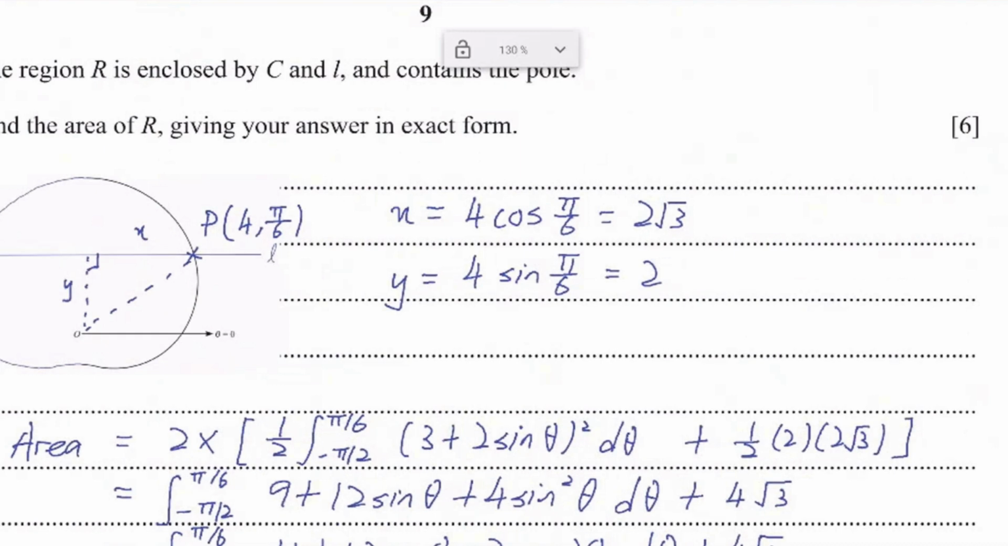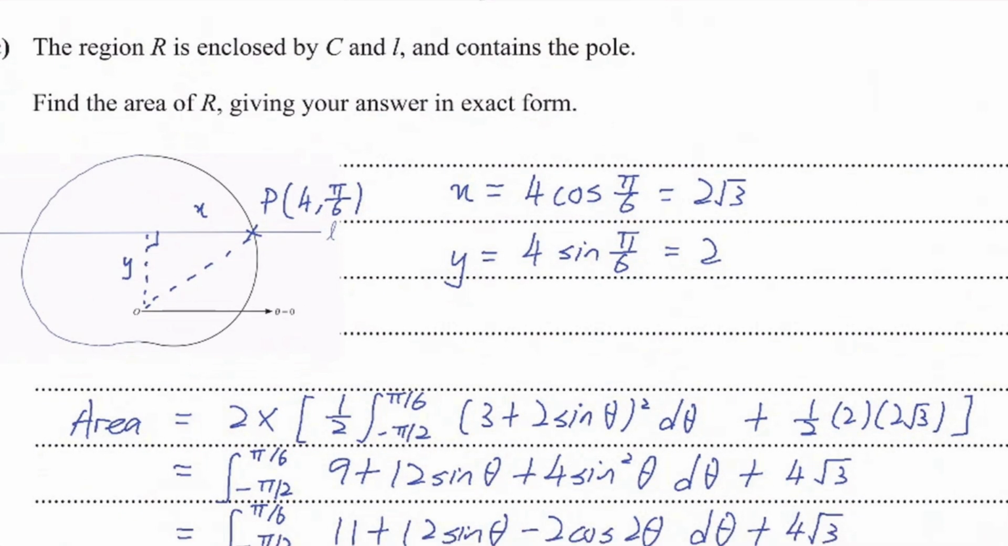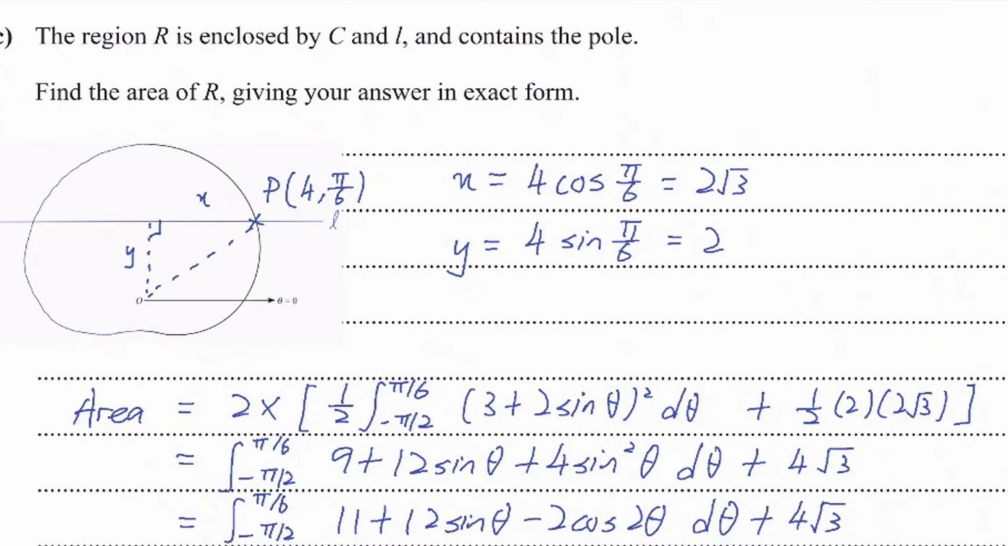The region R enclosed by C and L contains the pole. Find the area of R, giving your answer in exact form. This is a slightly challenging question. They want the region which is enclosed by C and L. C is the whole heart shape, and also L. So L will cut the inside of the heart shape into two parts. But what they want is the region that contains the pole. The part containing the pole is the lower part of this. So they want to have this.